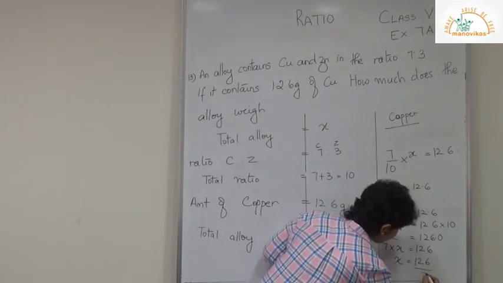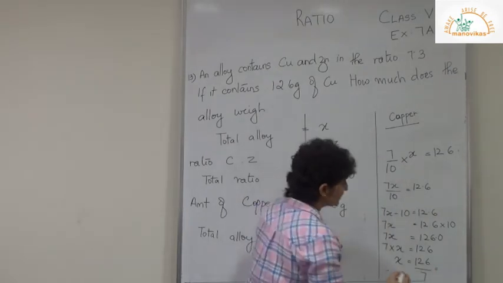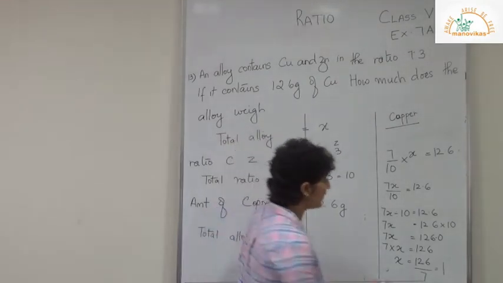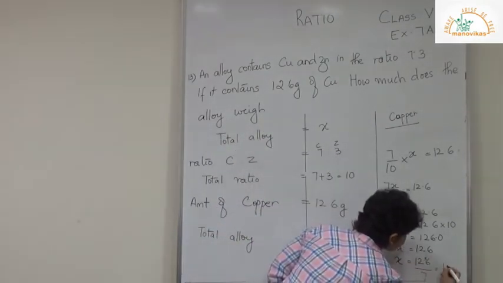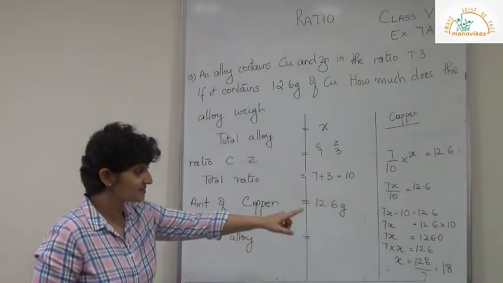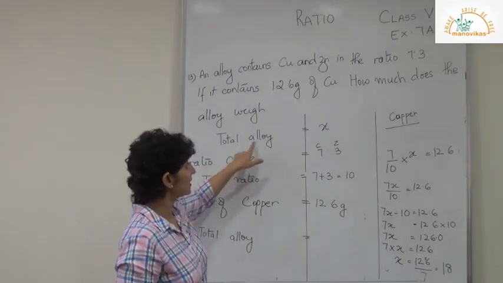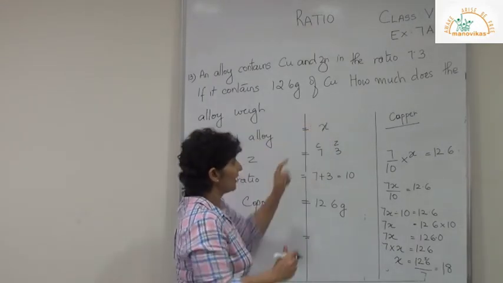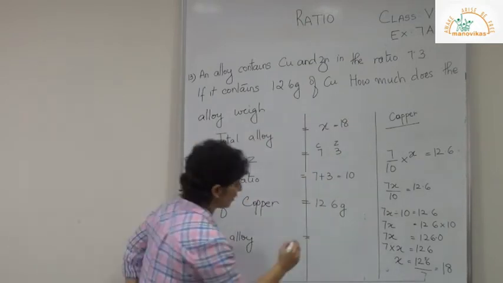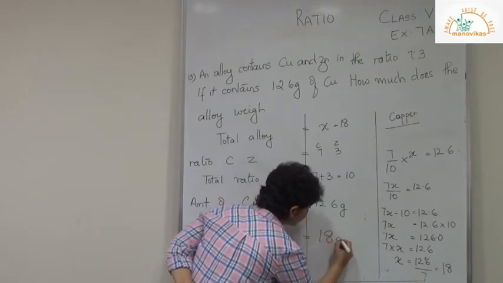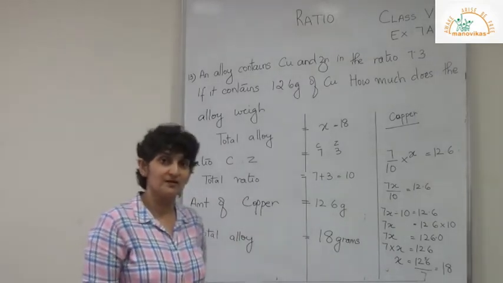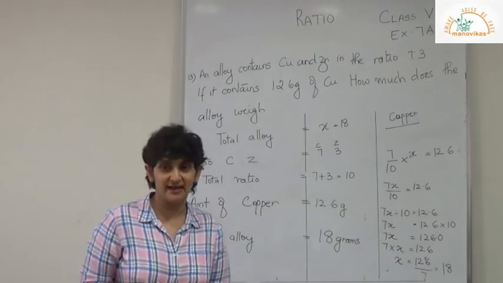Divide means upon. So what do I get? 7 ones are 7, 8, 9, 10, 11, 12, 5. 7 eights are 56. So x is equal to 18. So what am I talking about? The total alloy x is equal to 18, so total alloy is equal to 18 grams. Is it clear? Have you understood? Okay, let's move on to the next question.